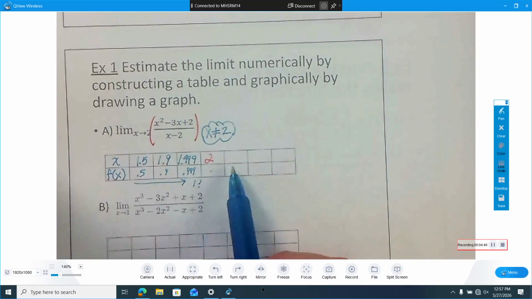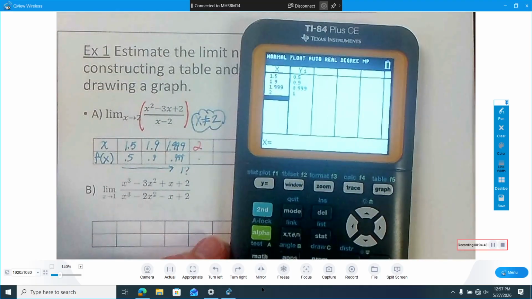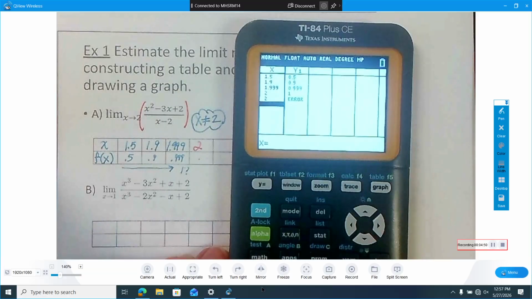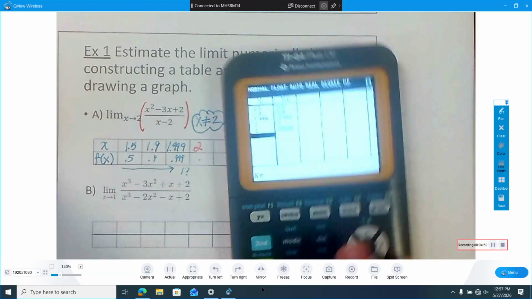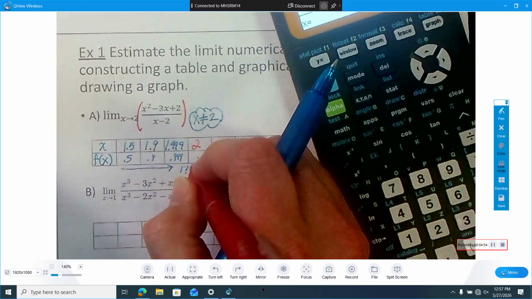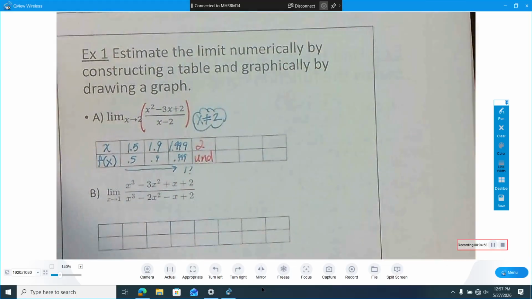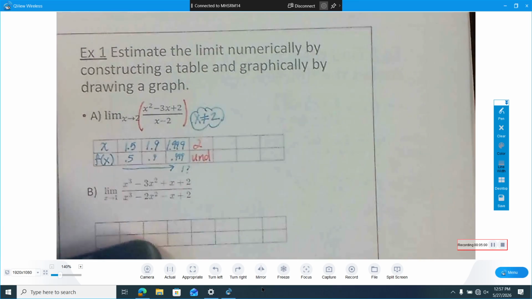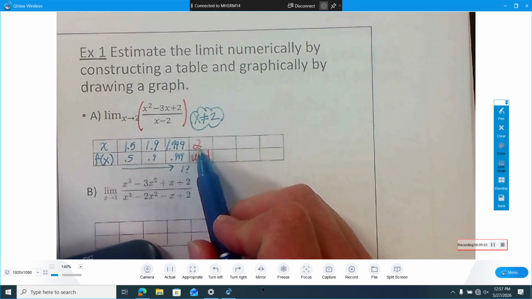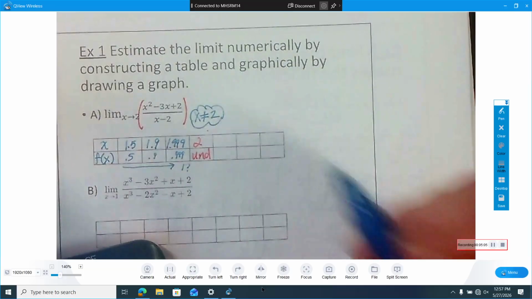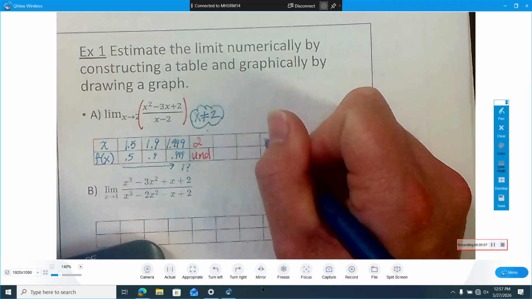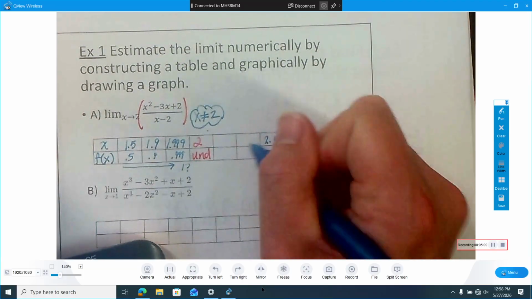Okay, so now I want to choose numbers. And we can see when I plug in 2, what do we get? Error. So we knew that it was undefined at 2. Now I want to choose values closer to 2 from the right-hand side. So I could use like 2.5. And what's closer still?